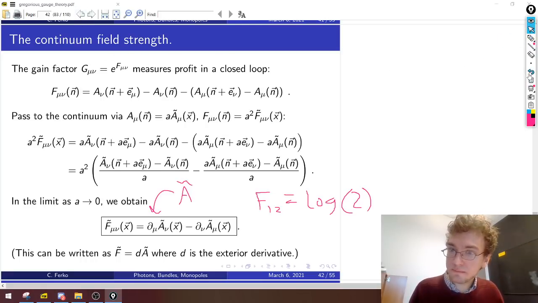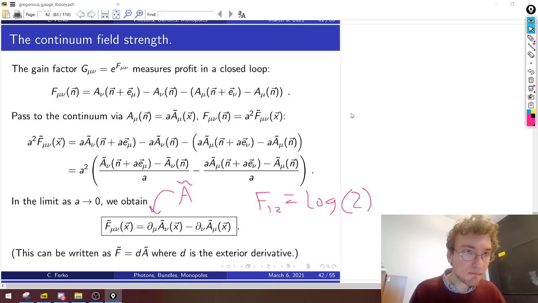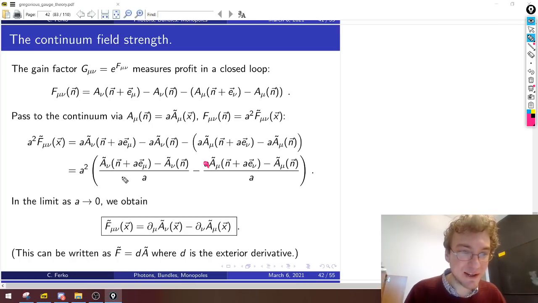Just another question. Is there meant to be a lowercase a next to a tilde mu when you factored out the a squared? Oh, good. Yeah, sorry, this is wrong. I copy pasted the equation and went through and changed the a's, and I lost one. Very good. Good catch. I will correct that before posting the slides. Very nice. Other questions? This is a nice big result.